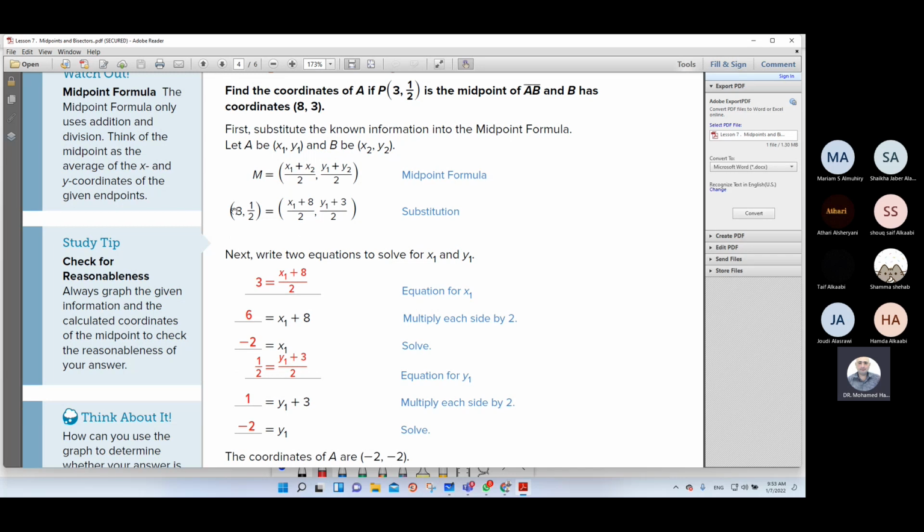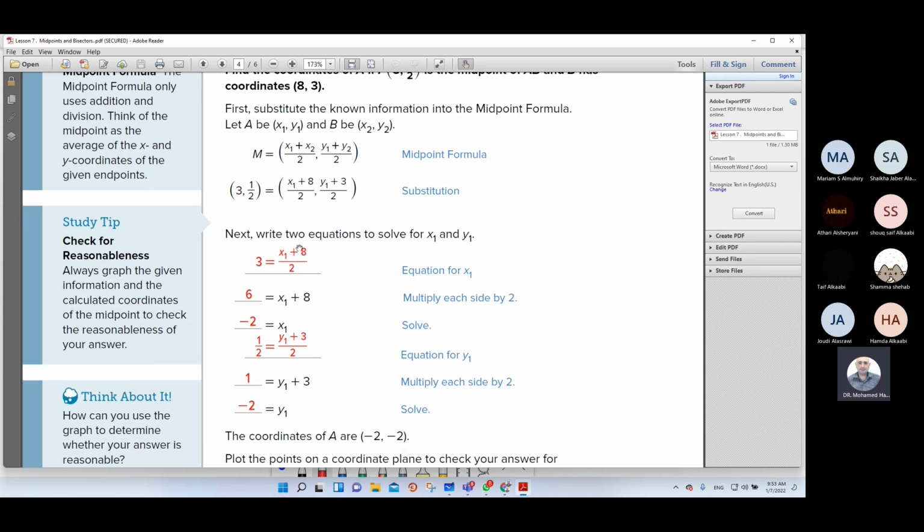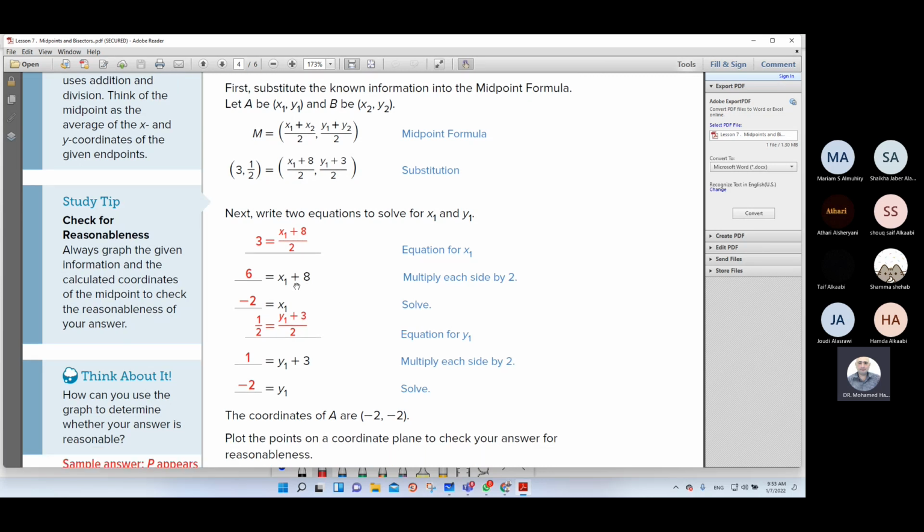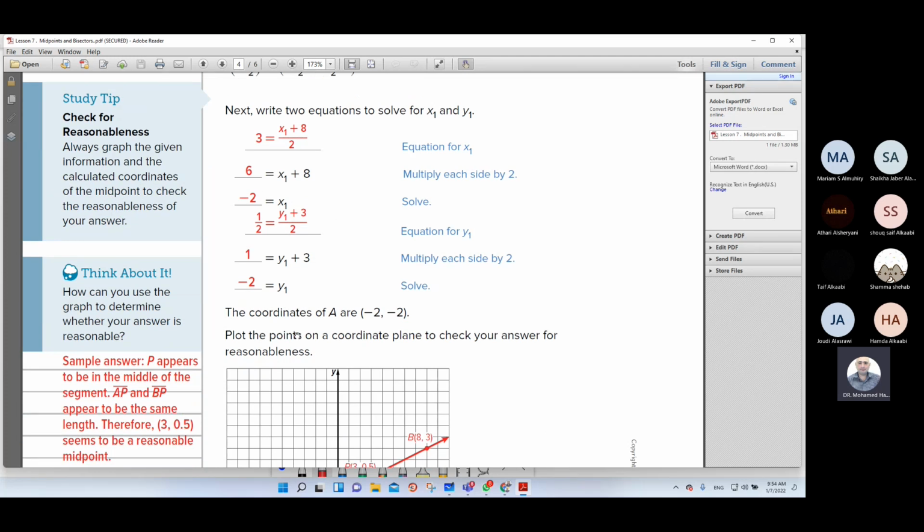The first equation: 3 equal x1 plus 8 over 2. We can solve this equation by cross product. 3 times 2 will be 6, equal x1 plus 8. Then x1 equal 6 minus 8, which means negative 2. And from the next equation, y1 plus 3 over 2 equal 1 over 2. You can multiply the two sides by 2, you will get 1 equal y1 plus 3. Then y1 equal 1 minus 3, which will be negative 2. So now we know the value of x1 will be negative 2, and the value of y1 will be negative 2. So the coordinate of A will be negative 2, negative 2. Then you can graph this statement.